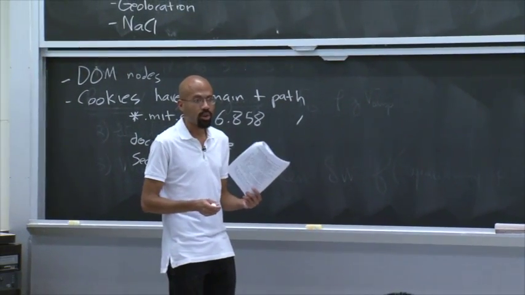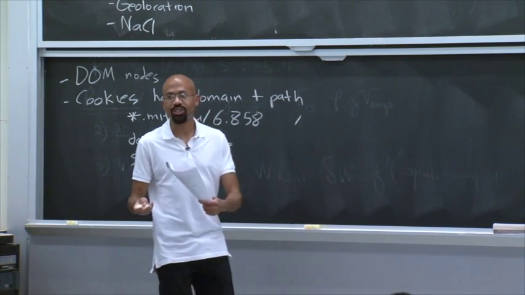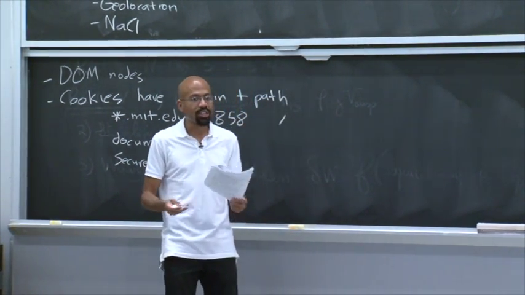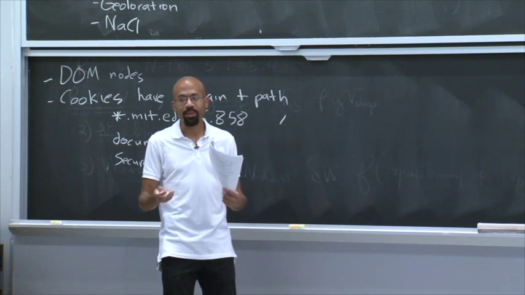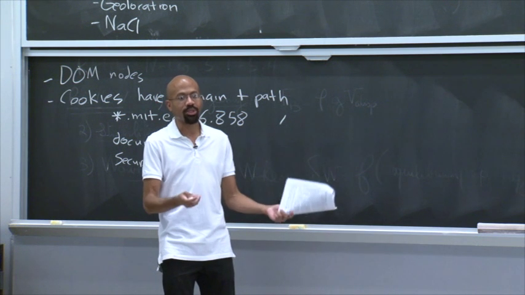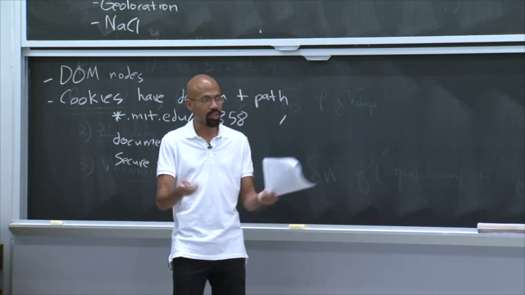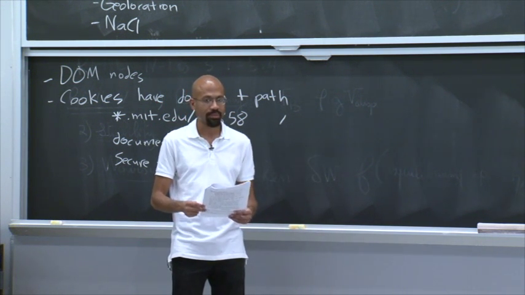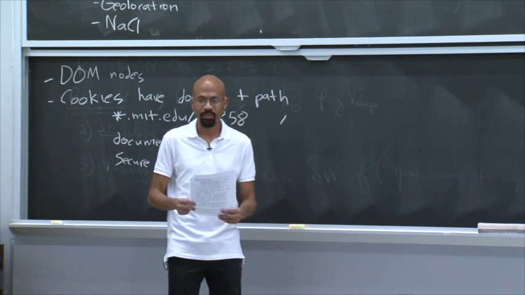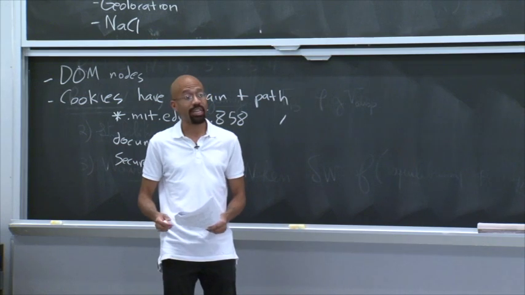Okay, so that leads me into the next question. We're trying to figure out how different frames can access each other's cookies. So what would be the problem if we allowed arbitrary frames to write arbitrary people's cookies? So what do you think? Well, it would be bad, suffice it to say.